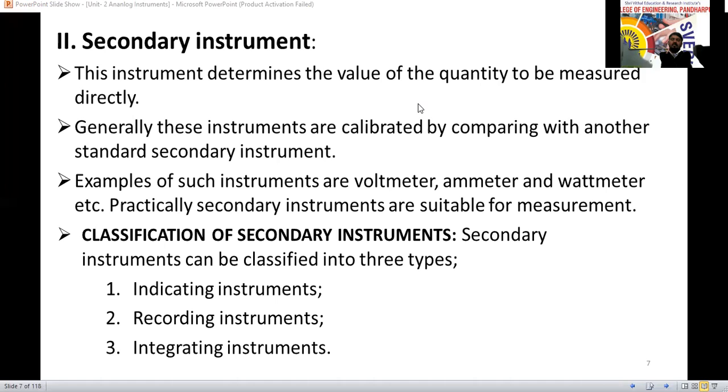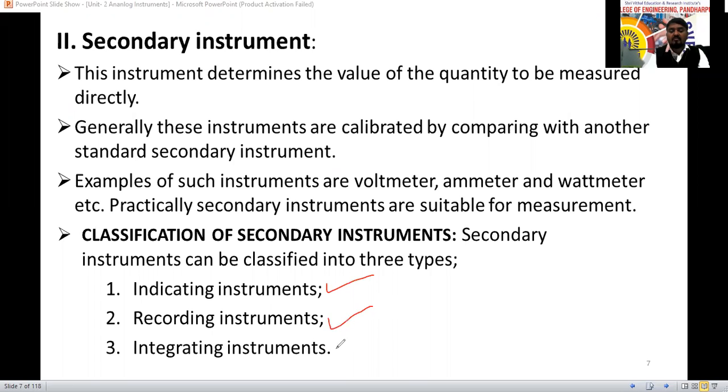If the instrument is only indicating the particular value on a predefined scale, that is called an indicating instrument. If the instrument is going to record that value, that is called a recording instrument.